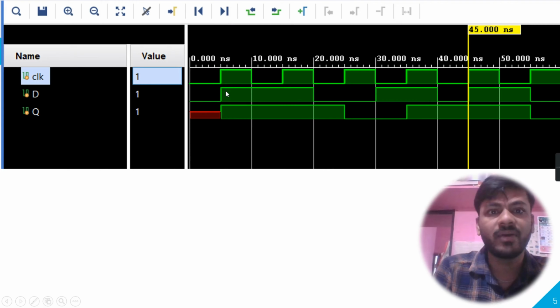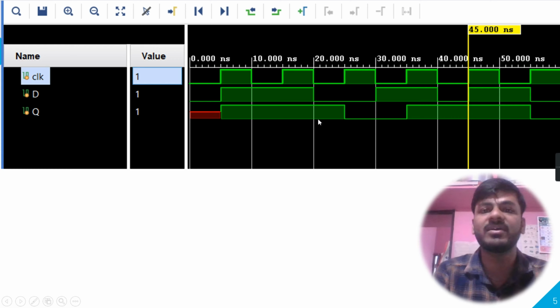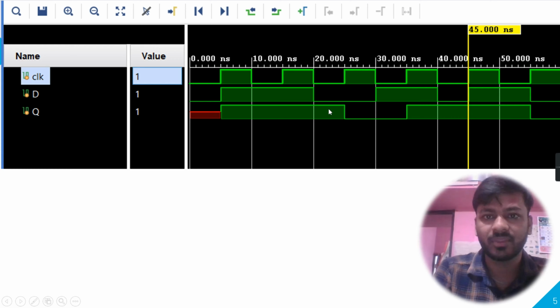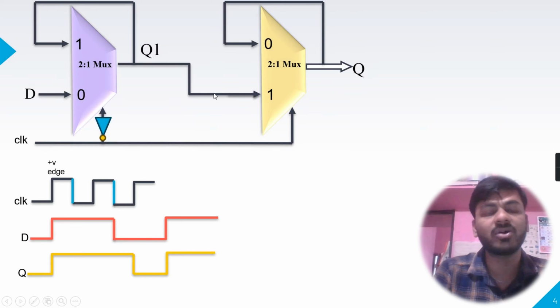This is the clock at this positive level, when D is high, so output is high. At this negative level, you can see my D goes high, but still my Q is high because the functionality says that if there is a negative edge, then it will hold the current value of Q. Okay, so this is how we can implement positive edge triggered D flip-flop by using 2:1 multiplexer in cascade.